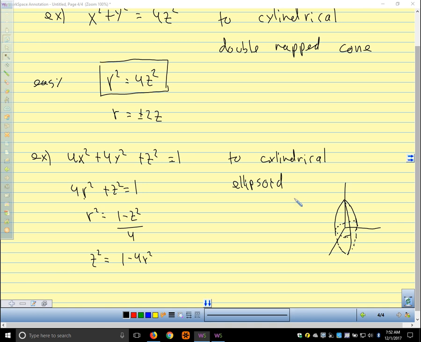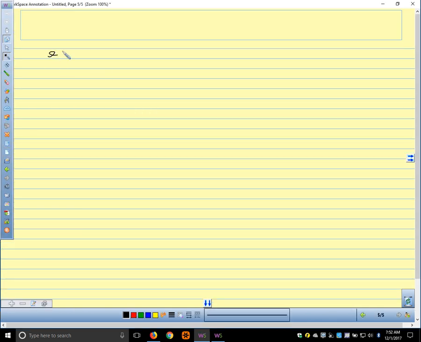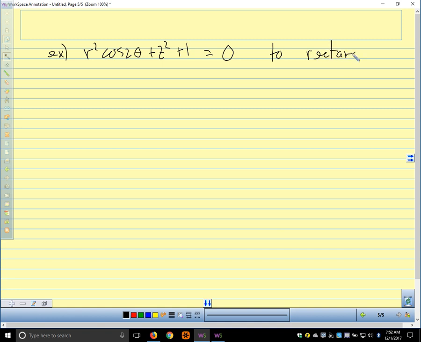All right, let's go the other direction. We want to go to rectangular. Off the top of your head, anyone know what this thing is? So how are we going to convert? We have that cosine 2 theta. Probably. Yeah. What would be a useful identity to use here?